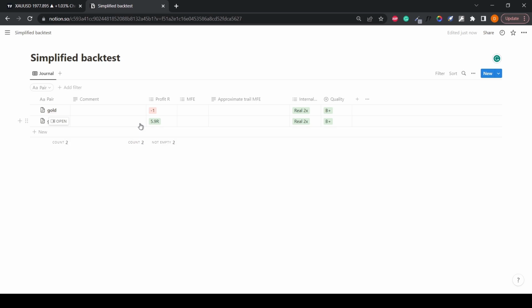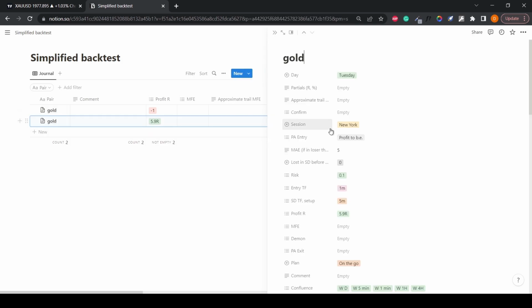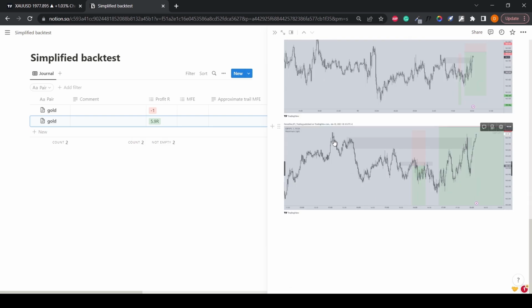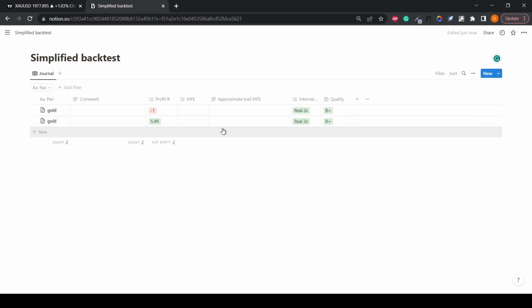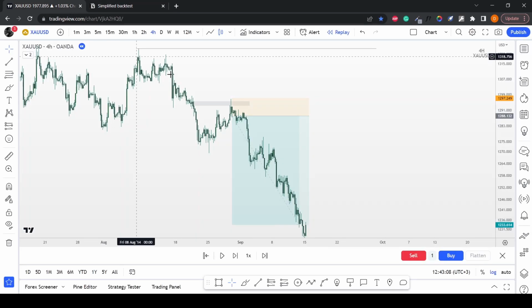So this is a simple journal that I'm using, just recording profit in R, how much the trade ran after that, so I can analyze and decide if I need to tweak the management, and then approximate trail MFE. It means how much it could be trailed with a bit different style. So just collecting data, tracking the quality, and that's all. I will not even have screenshots for this one, but I really recommend you to put your screenshots here, so that you can go back to the trades and analyze them, or record a video and then see how you did.